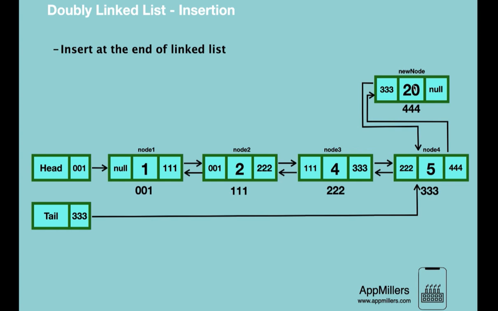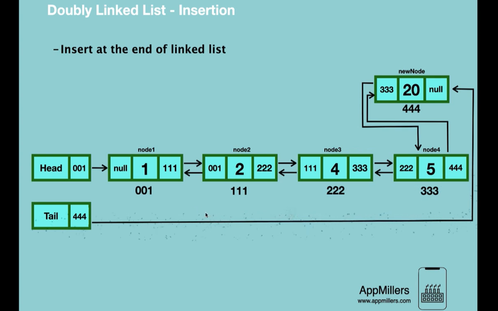So by setting it to 444, we are creating a link between node 4 and new node. So finally, we need to set our tail to reference to our new node. So we know that our new node's physical location is 444, so we will set tail's reference to 444. So by setting it to 444, we create a link between tail and new node. So when we create a link between tail and new node, the previous link between tail and node 4 gets destroyed. So with this, we successfully insert an element at the end of double linked list.